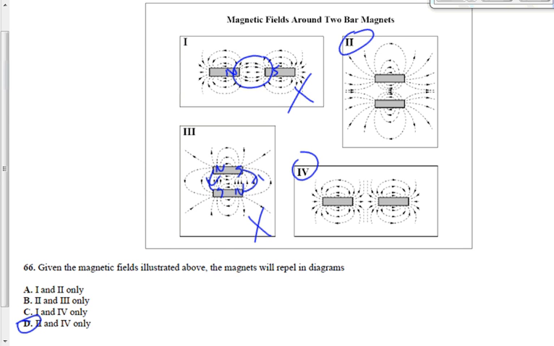Okay, we take a look at this one. No, field lines are not joining up. We could label the polarity here, north, north, south, south. But again, we don't need to because the field lines are repelling each other. Same deal here. Field lines are repelling each other. So both of these are going to work out for us. 66D. Good. Excellent. Let's take a look at another multiple choice question now.